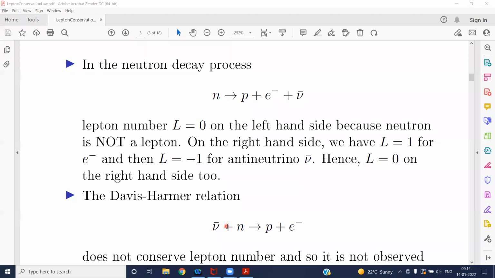Instead of nu bar, if I put a nu here, then this process is okay, because lepton number on the left hand side is 1, and on the right hand side is also 1. But Davis and Harmer assumed that neutrino is its own antiparticle and tried this reaction. It didn't work. If neutrino and anti-neutrino are two different particles with lepton number 1 and -1, I should have different lepton numbers so that I distinguish between them. That they are not the same is emphasized theoretically when I put the lepton number into the relation.